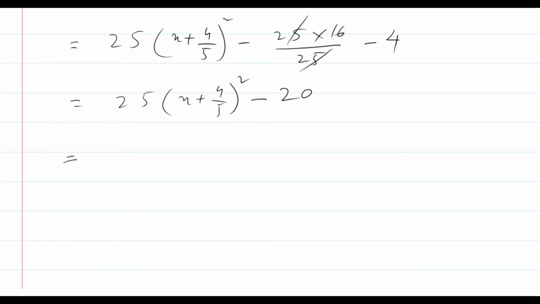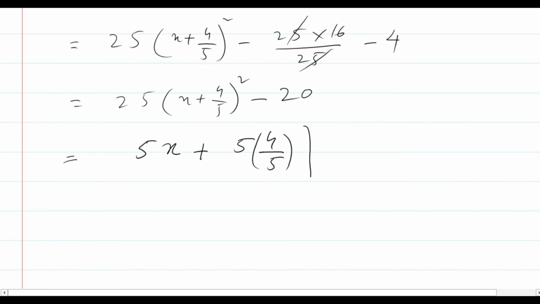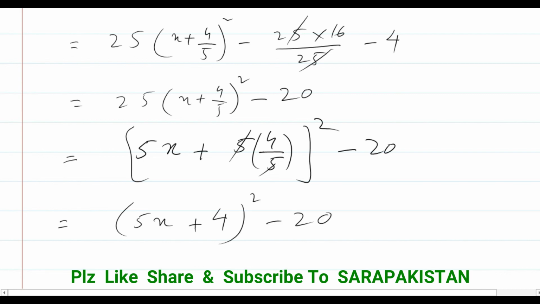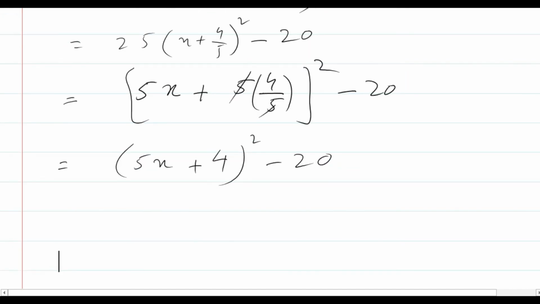Now you can take this 25 inside the bracket and it will become 5 times x plus 5 times 4 over 5 whole square minus 20, and this is 5x plus 4 whole square minus 20. This will cancel away. You are left with 4 whole square minus 20. This is the required form.